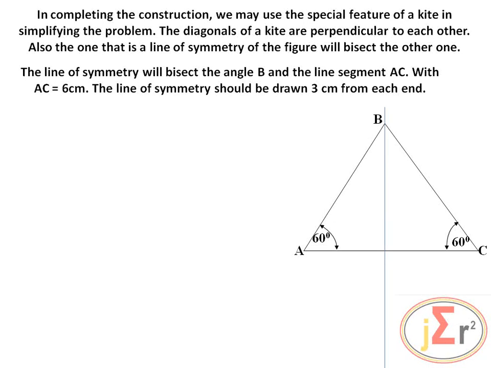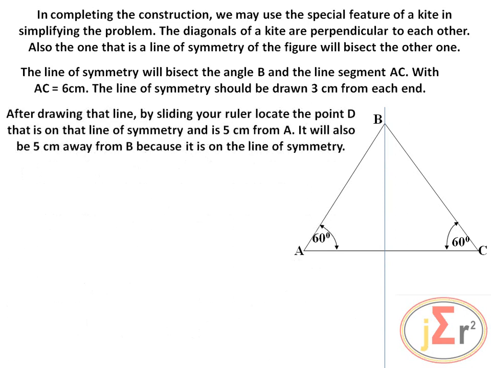We are not doing any measurement now. We'll do that when we are actually doing the construction. After drawing that line, by sliding your ruler, locate the point D that is on the line of symmetry and is 5 centimeters from A. It will also be 5 centimeters away from B because it is on the line of symmetry. Because this is a line of symmetry of the figure, when we locate the point 5 centimeters from A, it will also be 5 centimeters from C.